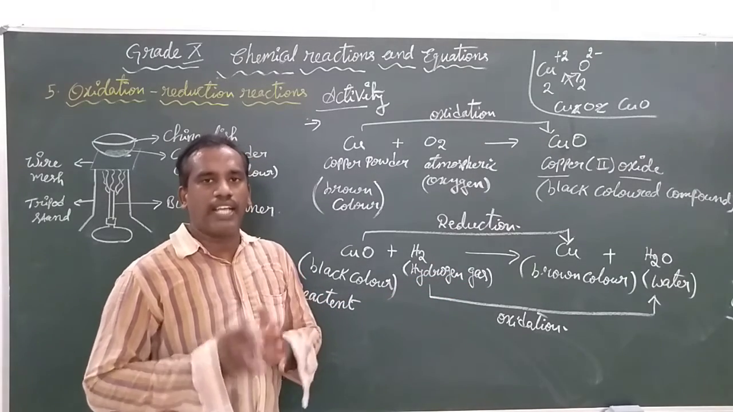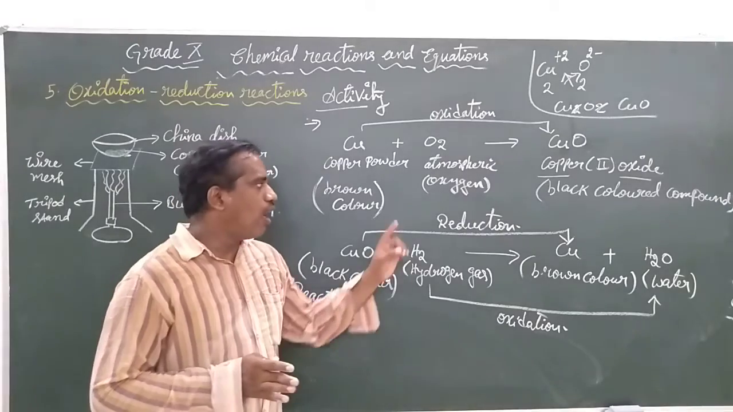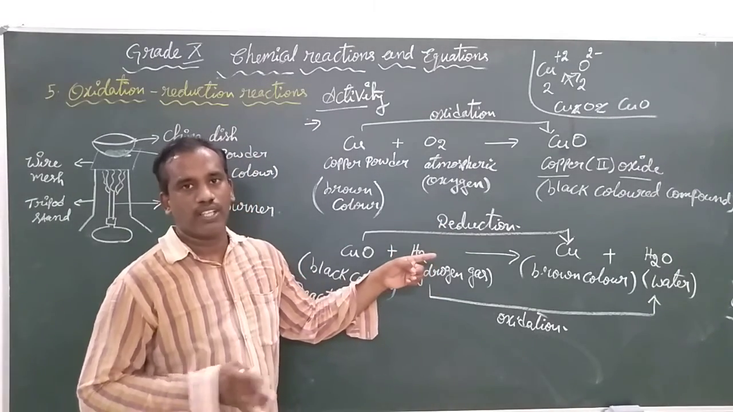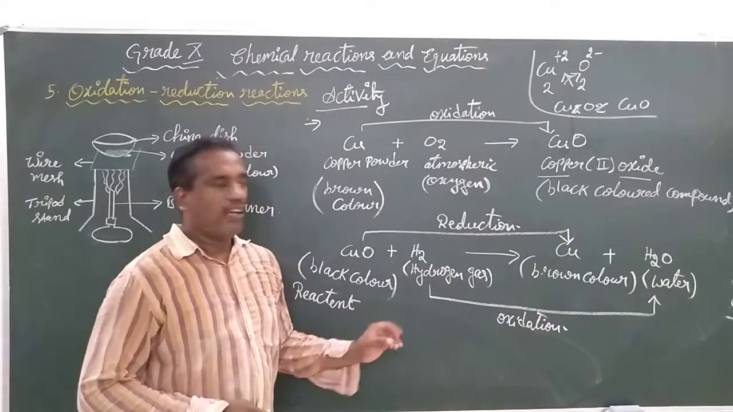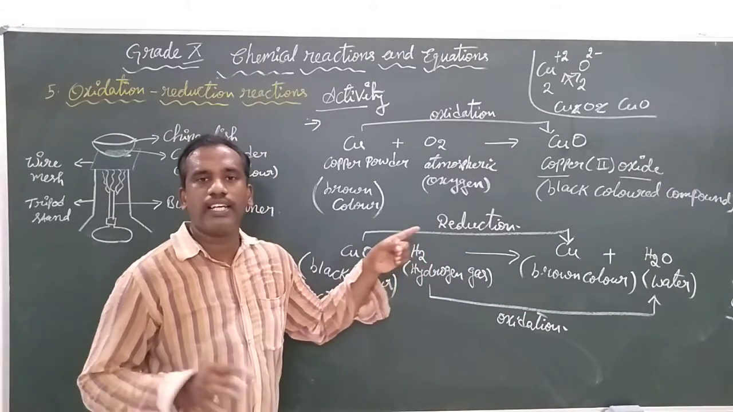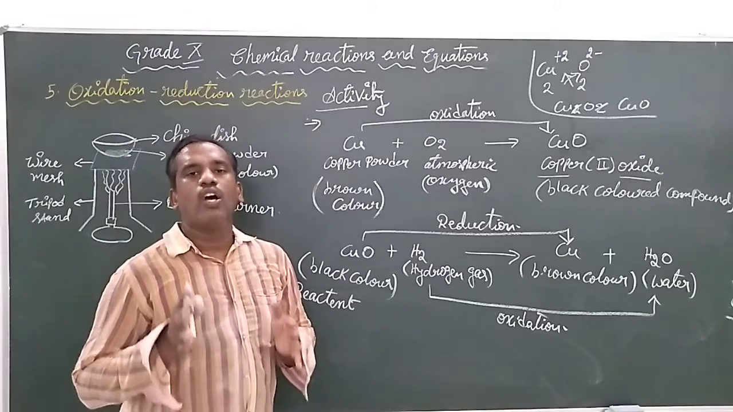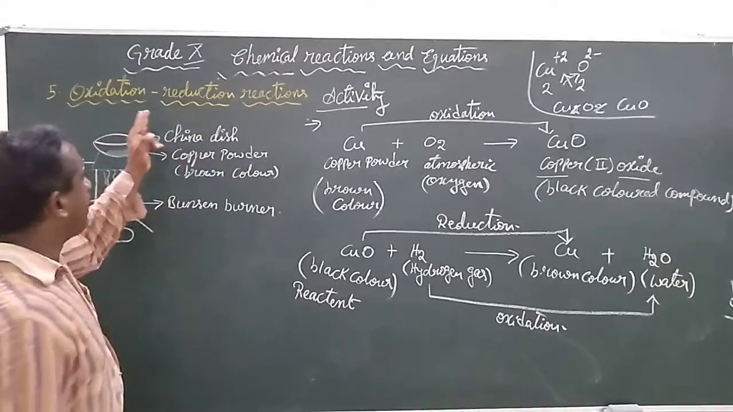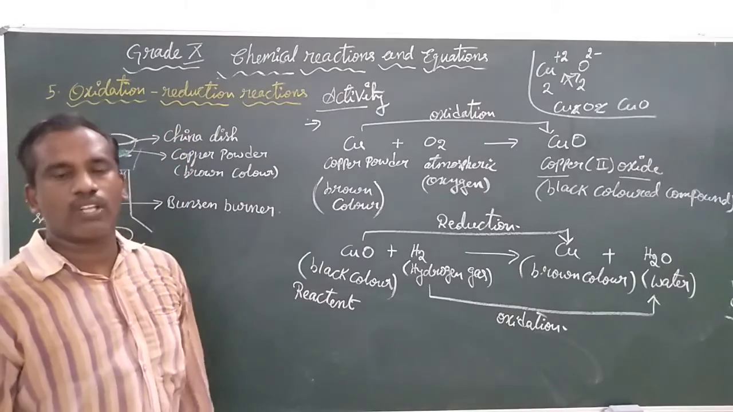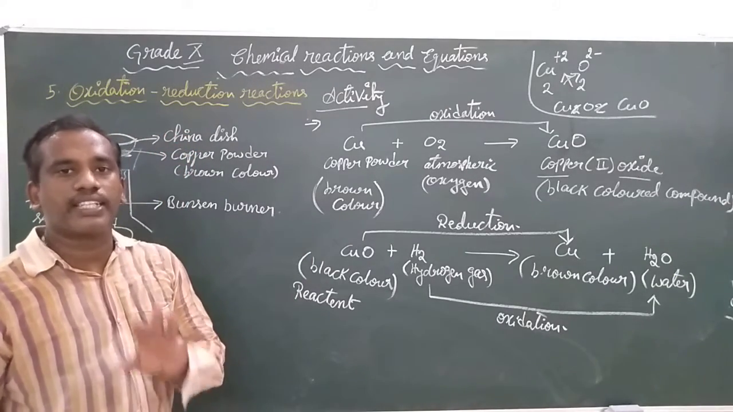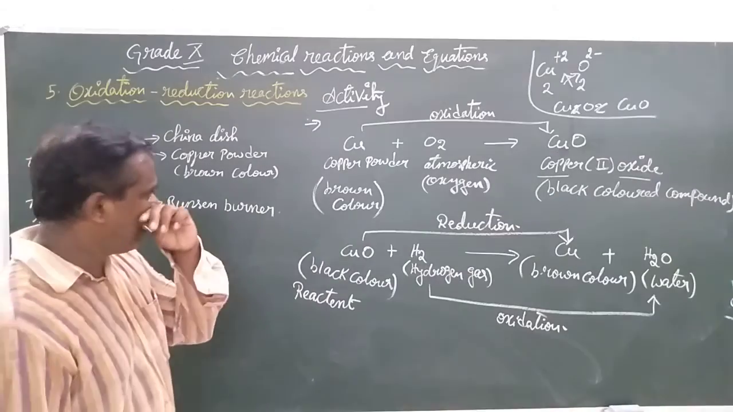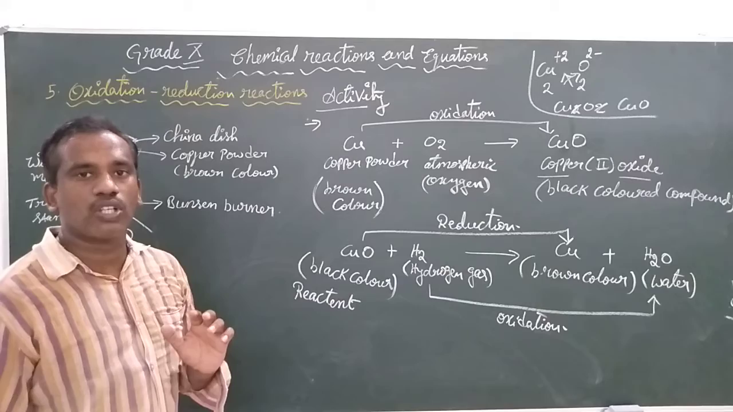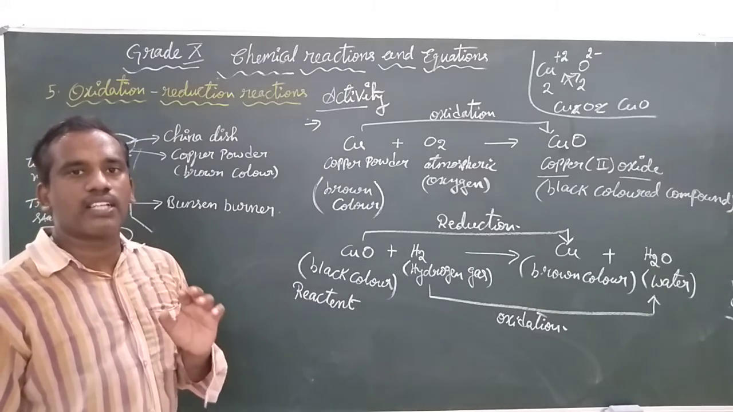In a chemical reaction, when oxidation and reduction take place simultaneously, those chemical reactions are called oxidation reduction reactions. What are they called? The oxidation reduction reactions, or in short, redox reactions also. What are they also called? Redox reactions.